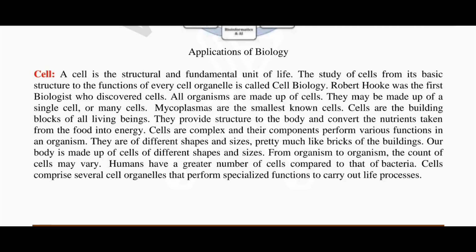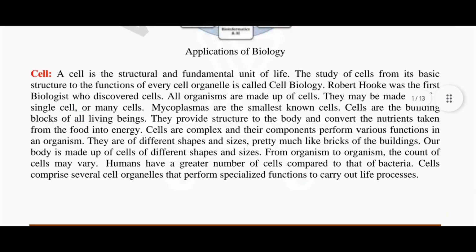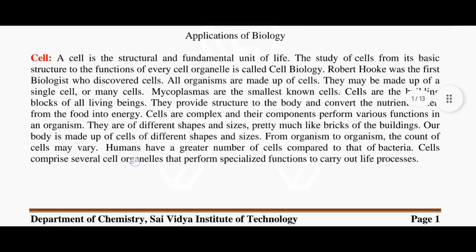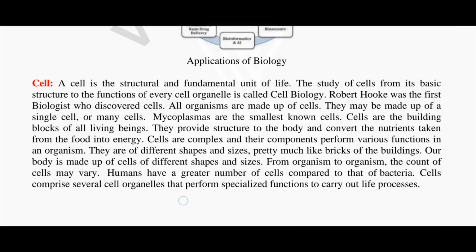Cells are the building blocks of all living beings. They provide structure to the body and convert nutrients taken from the food into energy. Cells are complex and their components perform various functions in an organism. They are of different shapes and sizes, pretty much like bricks of a building. Our body is made up of cells of different shapes and sizes. From organism to organism, the count of cells may vary. Humans have a greater number of cells compared to that of bacteria. Cells comprise several cell organelles that perform specialized functions to carry out life processes.